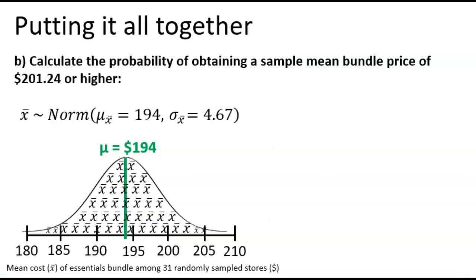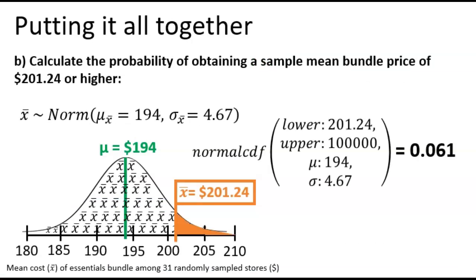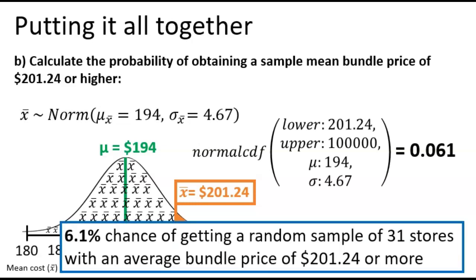And then the second part of this question might be, what we did before, where we calculate that it's 201 or higher. And if we do that, there's again a 6% chance of getting a random sample of 31. So again, notice that if we had a different sample size, it would be a different sampling distribution. It would be maybe less variable or more variable depending on the sample size.